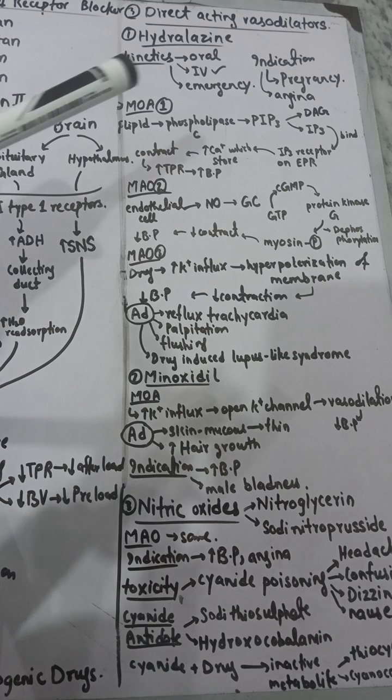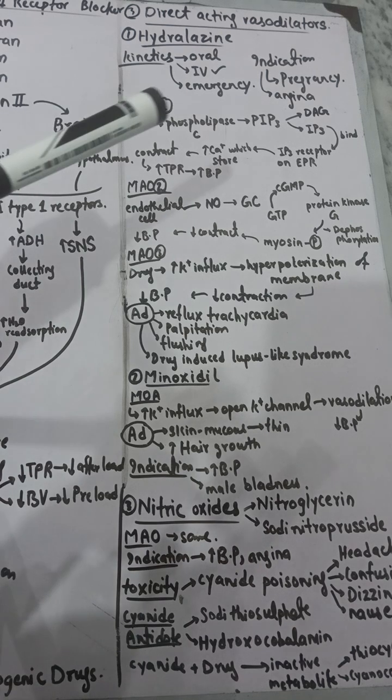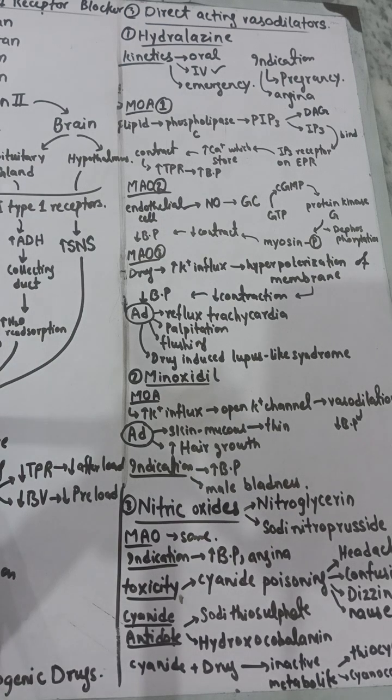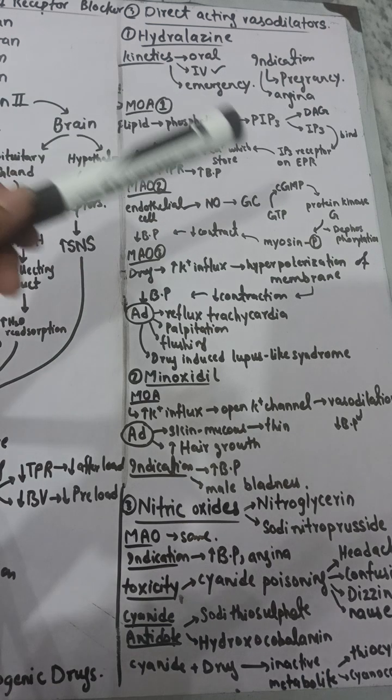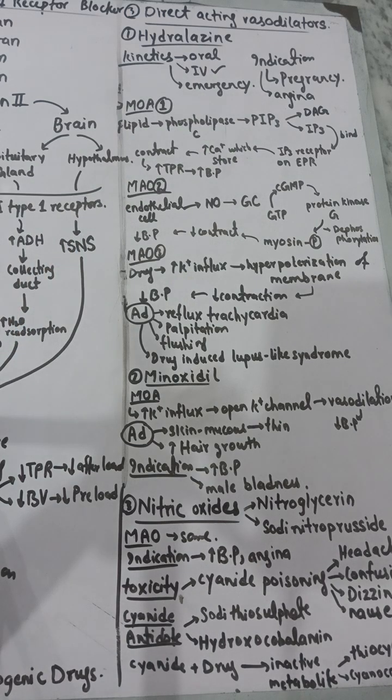First, the kinetics. We can give this drug orally, but sometimes the liver can affect the metabolism, so we can also give it through the IV route. It is very good for emergency cases, like if a patient comes whose blood pressure needs to be brought down, hydralazine can be given, because it has a very rapid onset. As an indication, it can be given in pregnancy and also in angina, which we have discussed.